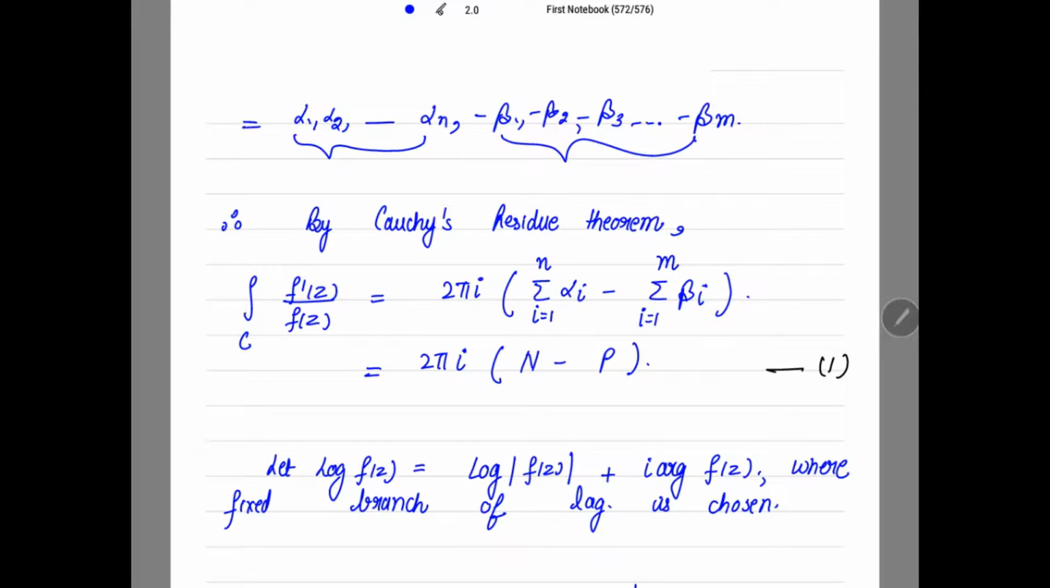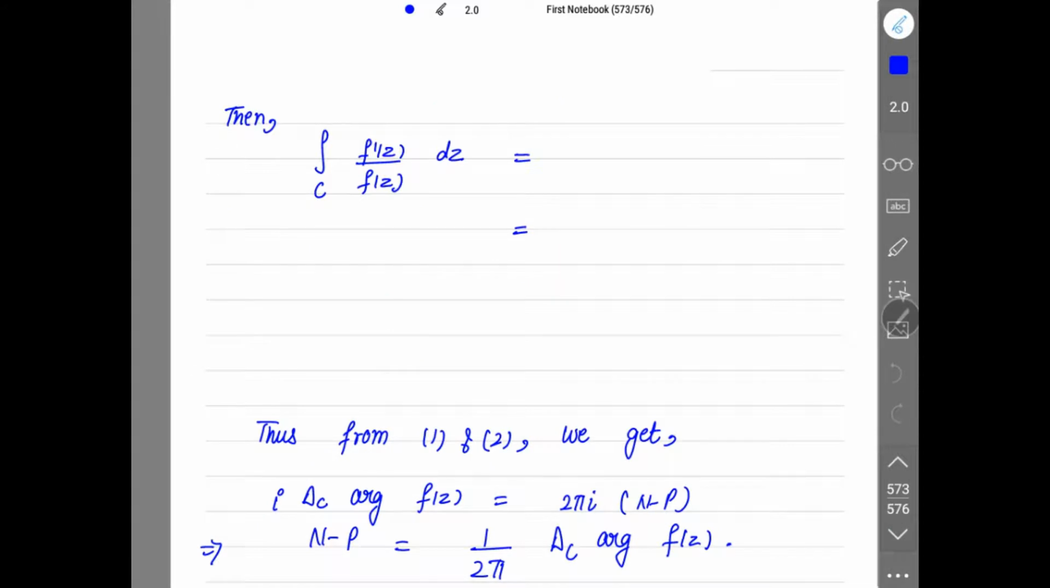Alright. Now we know that log of f(z) is equal to log of mod f(z) plus i argument f(z), where a fixed branch of log is chosen. Just mark this as your 1. Now I am integrating the left hand side. On the right hand side I get the result. What is the integral over C of f'(z) over f(z) dz equal to? Yes, the integration of this is log of f(z) over the contour C.